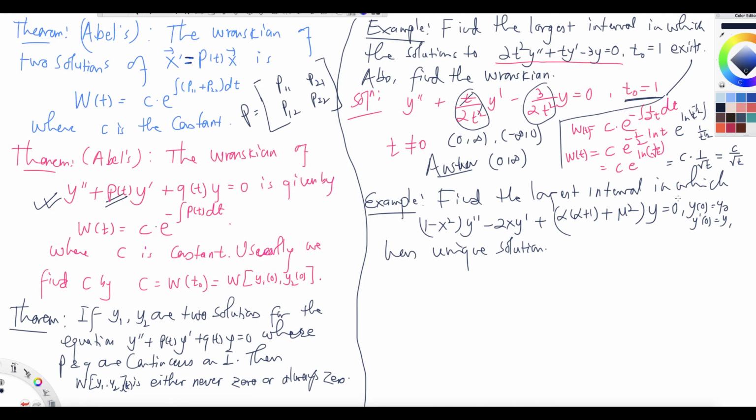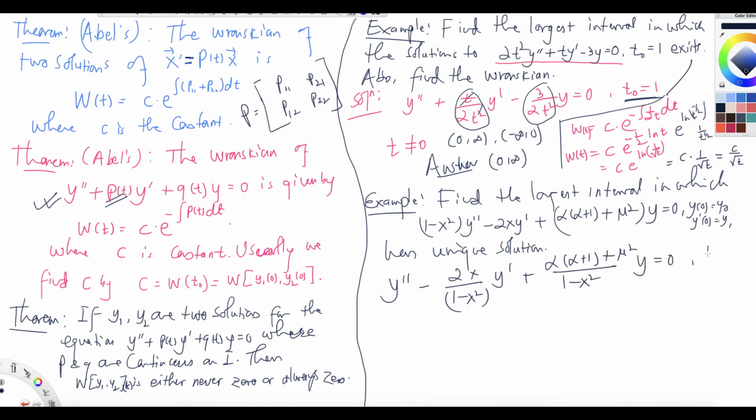Find the largest interval in which this equation has a unique solution. So let us write it down in the standard form. You get y double prime minus 2x over 1 minus x squared times y prime, plus alpha times (alpha plus 1) plus mu squared divided by 1 minus x squared, and then y equals 0.